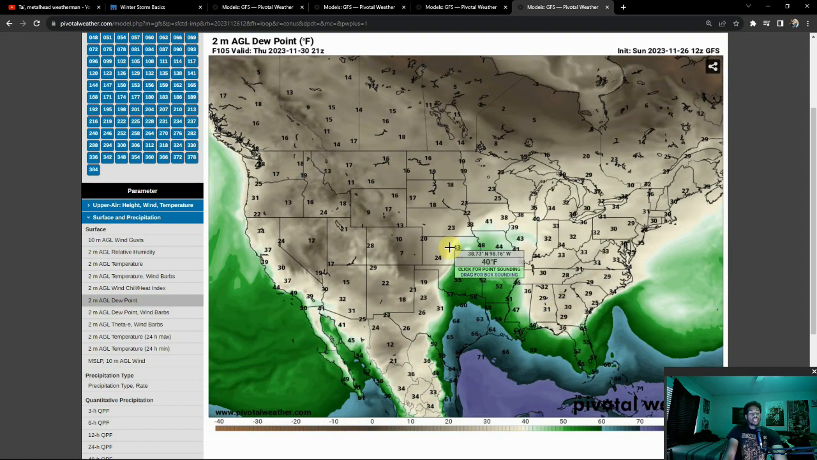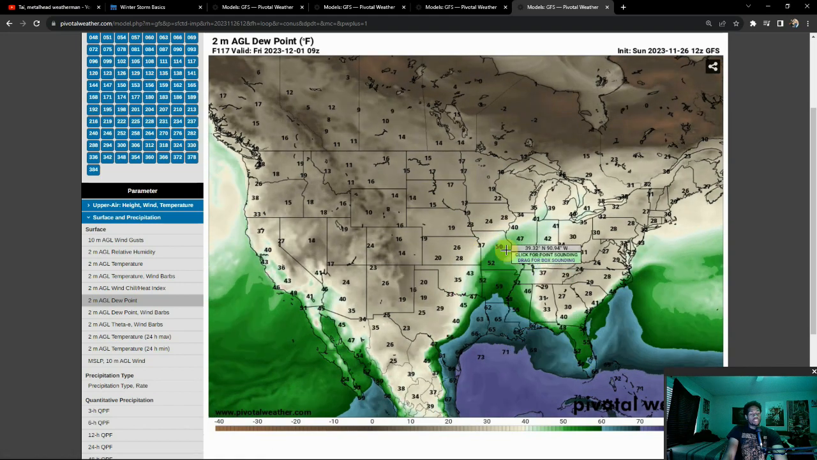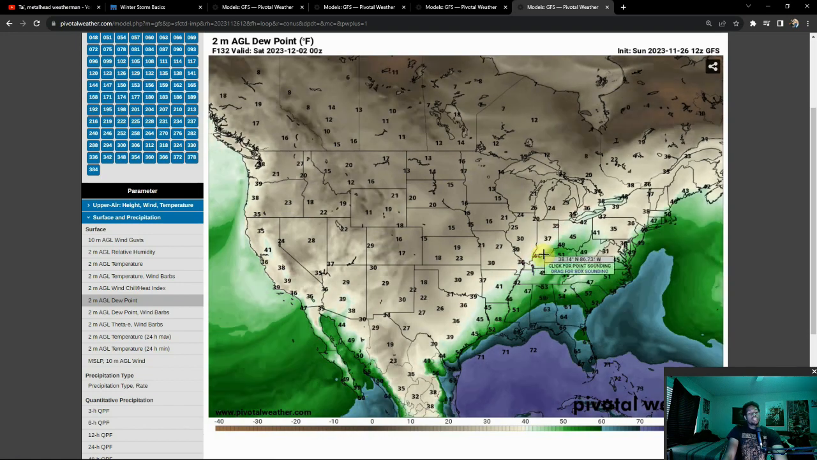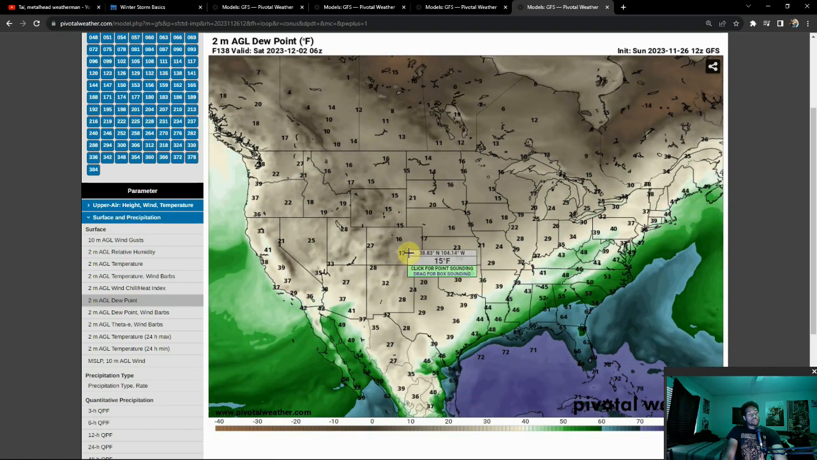but that cold air is not in place. By the time that cold air does start to kick in, a lot of it's going to end up being too far behind the moisture here, and as a result, we're not going to really see much in the way of winter weather. It's going to be a different story on the following storm system behind this.